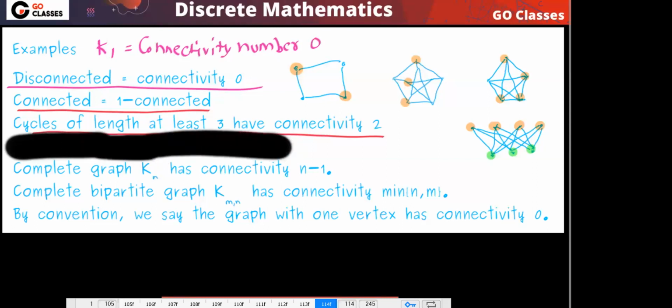I will record it. What about the complete graph? The complete graph has connectivity number n minus 1. And what about the complete bipartite graph? Please tell me, what is the kappa of K m,n?